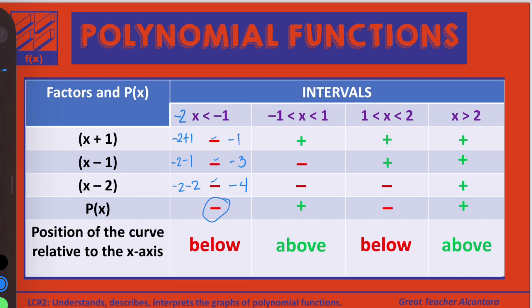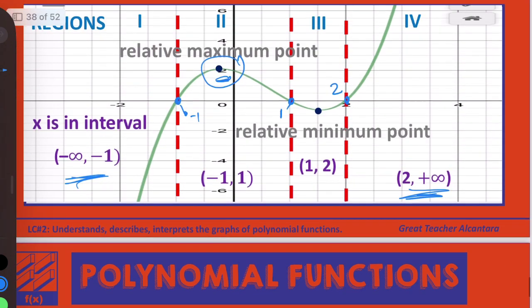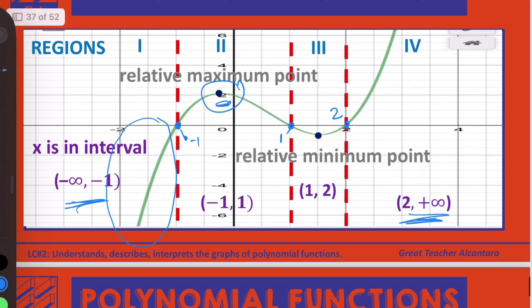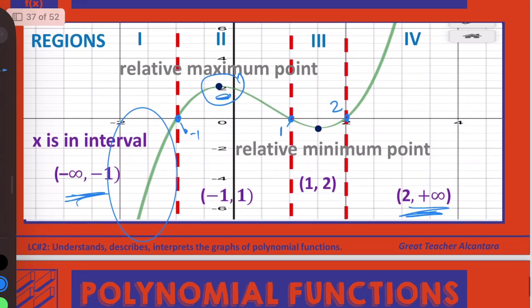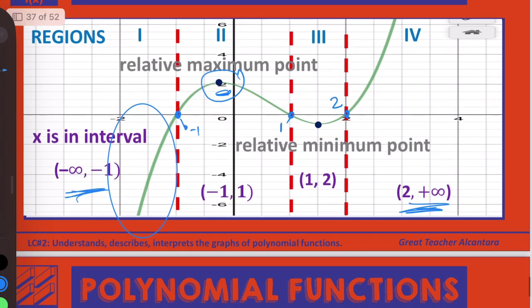Hence, your p of x is negative for the first region, for your first interval. That's why it is below. And if you notice, for your first part, this one is below the x-axis. That's why I have to emphasize that.